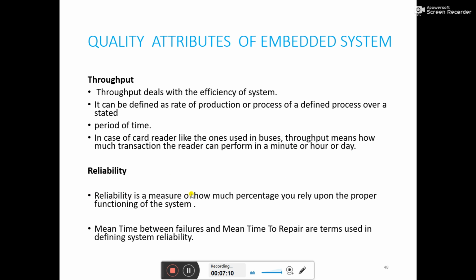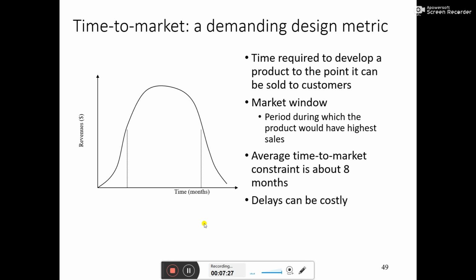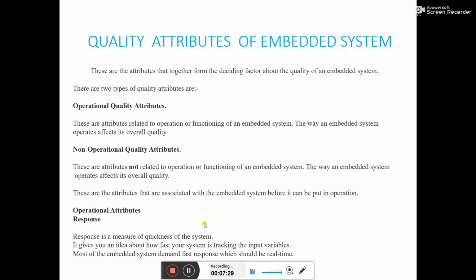Reliability is a measure of how much percentage you rely upon the proper functioning of the system. The mean time between failures and the mean time to repair are the terms used in defining system reliability. So you should remember all these things. So this is about the quality attributes of the system.